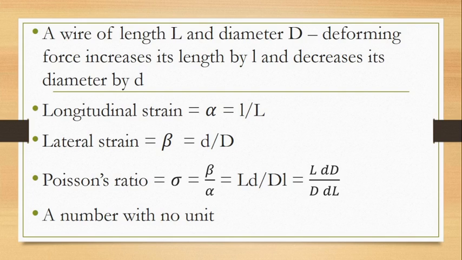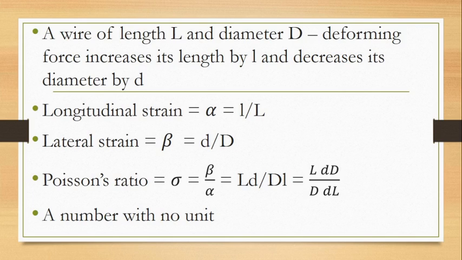Now what is lateral strain? Beta, that is change in dimension, here the change in diameter by original diameter, small d by capital D. So Poisson's ratio sigma is equal to beta by alpha, that is capital L into small d divided by capital D into small l.